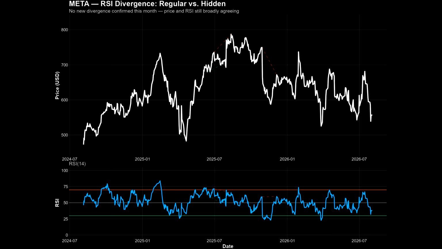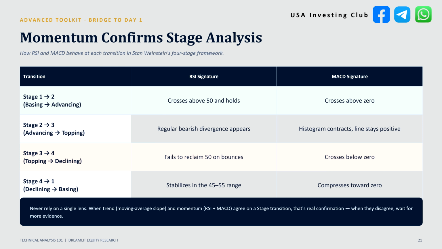This is exactly the kind of pattern that a rolling correlation calculation from 2 slides ago would have flagged programmatically, well before you needed to eyeball the 2 swing highs by hand. Let's bridge directly back to day 1. Recall Stan Weinstein's 4-stage framework: Stage 1 basing, Stage 2 advancing, Stage 3 topping, Stage 4 declining. Here's how RSI and MACD behave at each transition between those stages.